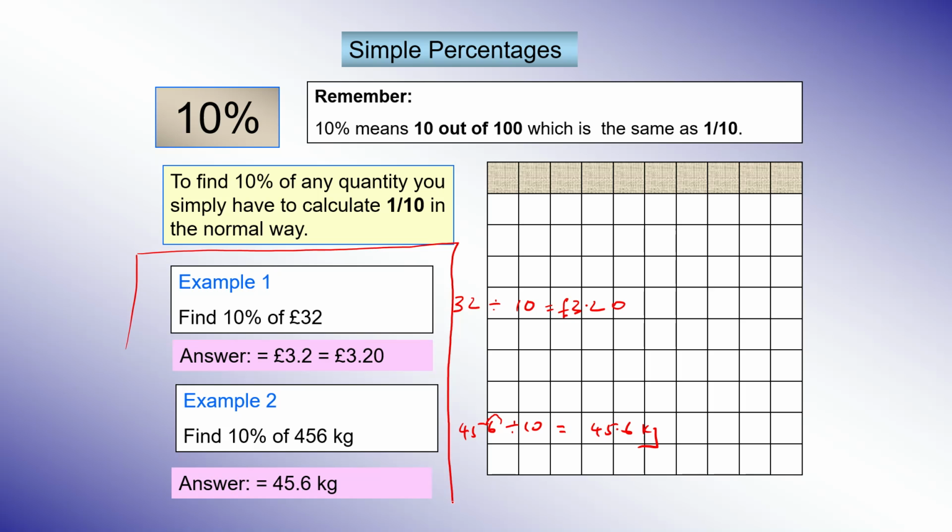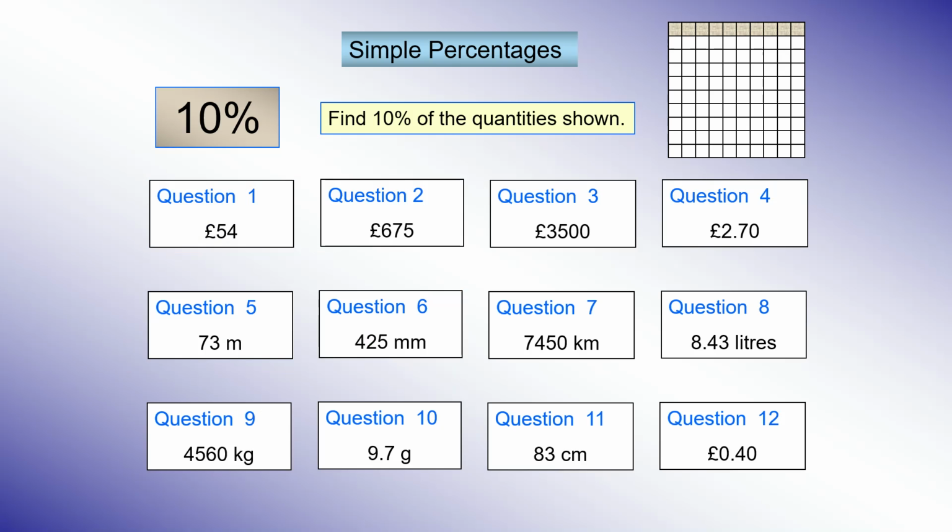Once you've done that, write classwork, and I've got a couple of questions for you to attempt. Okay, so you got a bit of classwork in your books. Make sure you write classwork. And this is what I want to see for question 1. You say find 10% of 54. So you do 54 divided by 10, which is 5.4 or £5.40.